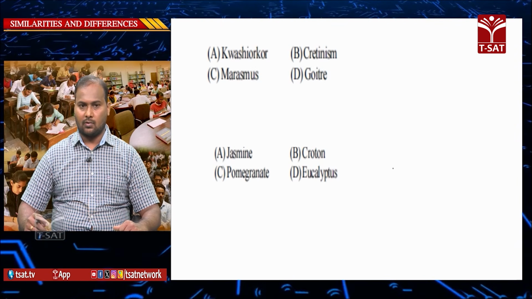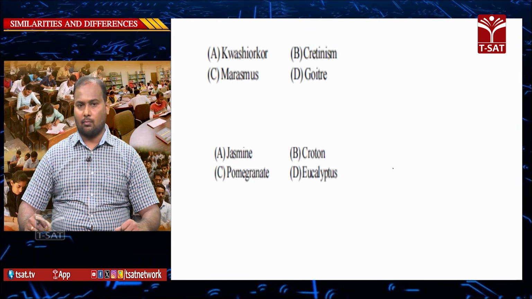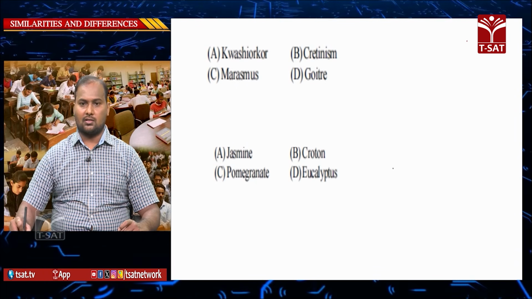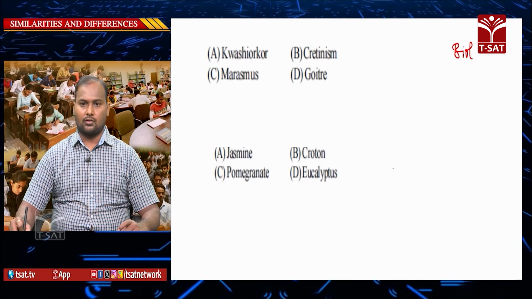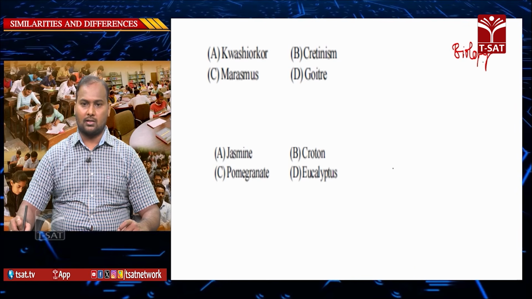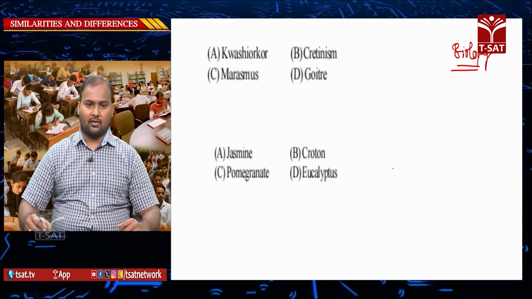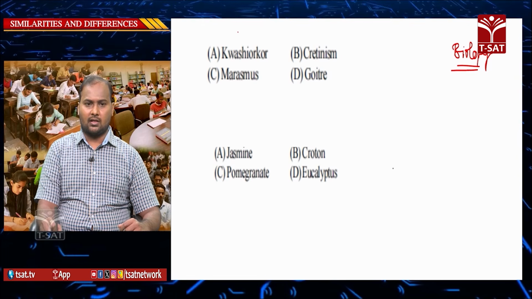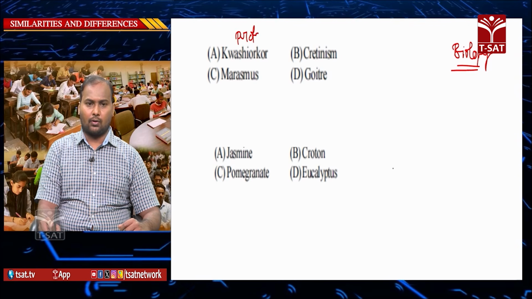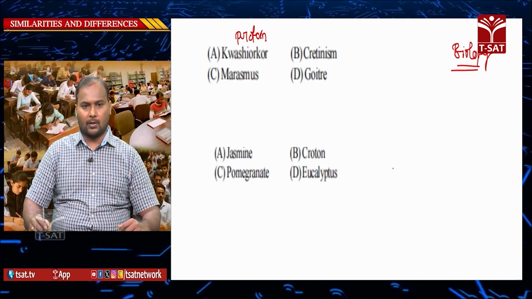See these questions. Kwashiorkor, cretinism, marasmus and goiter. To answer this, one should be thorough with biology. Then only you can answer it, because all these are diseases. For example, Kwashiorkor is the disease caused by protein deficiency in the case of children.